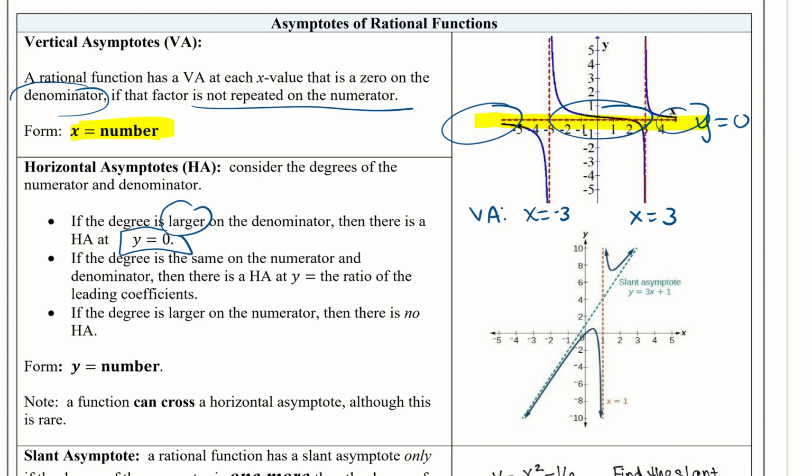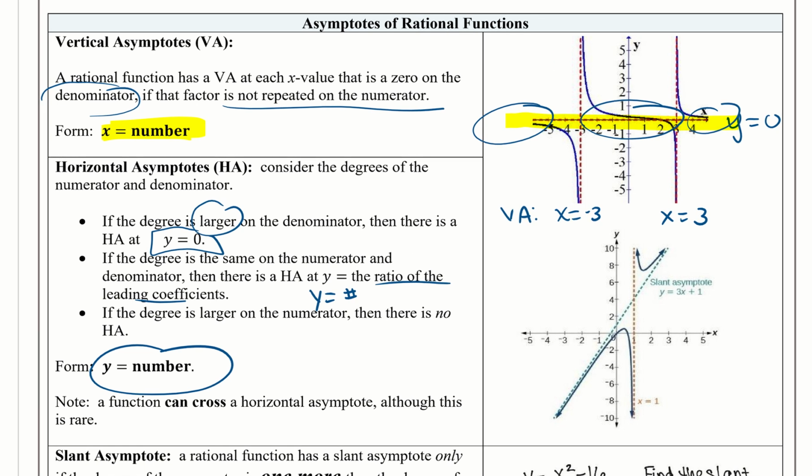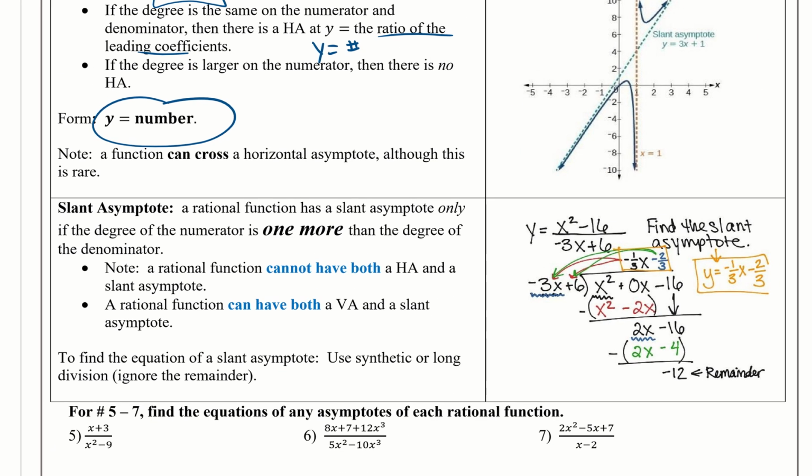Now, by the way, if the degree is the same on the numerator and the denominator, then the horizontal asymptote would still be at y equals some number. But what is that number? It's the ratio of the leading coefficients. Again, here's the form. If the degree is larger on the numerator, then we do not have a horizontal asymptote. You might instead have a slant asymptote. Might. Only if we have a larger degree on the numerator by 1. You can never have both a slant and a horizontal asymptote. You would have one or the other, or maybe neither.